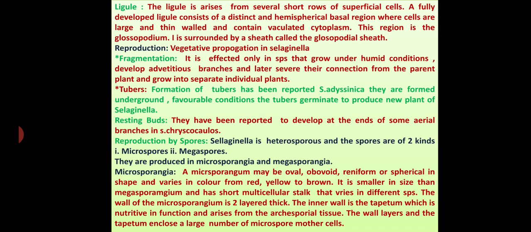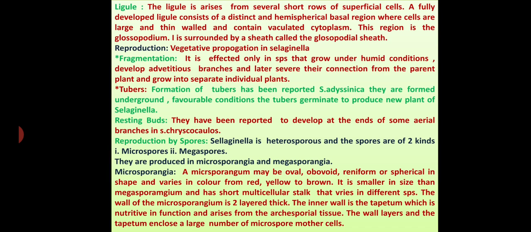Then in reproduction by spores, Selaginella is heterosporous and the spores are of two kinds, microspores and megaspores. They are produced in microsporangia and megasporangia. First we discuss microsporangia. A microsporangium may be oval, ovoid, reniform or spherical in shape and varies in color from red, yellow to brown. It is smaller in size than the megasporangium. It has a short multicellular stalk that varies in different species.